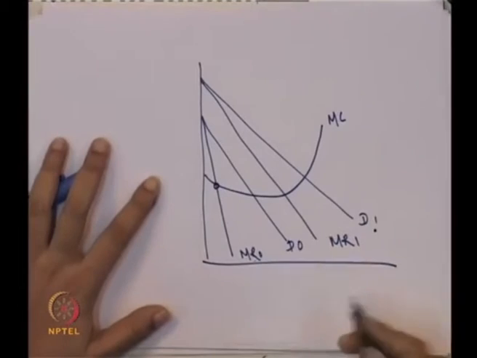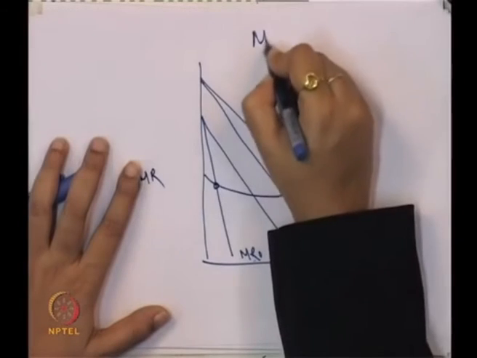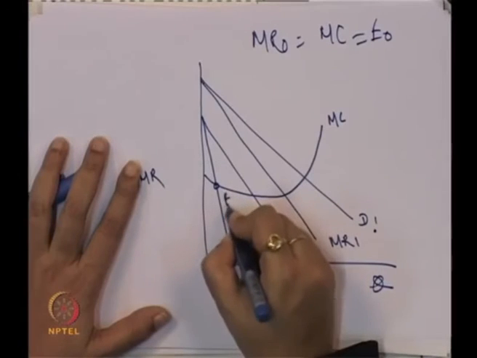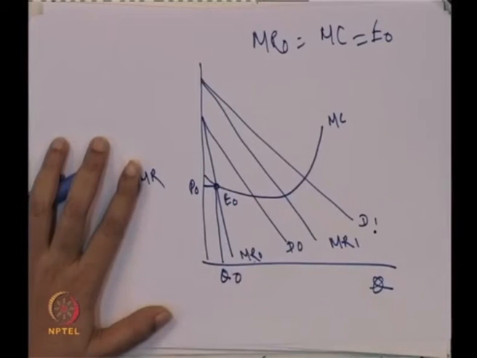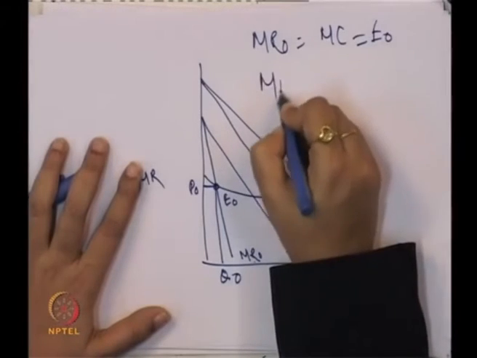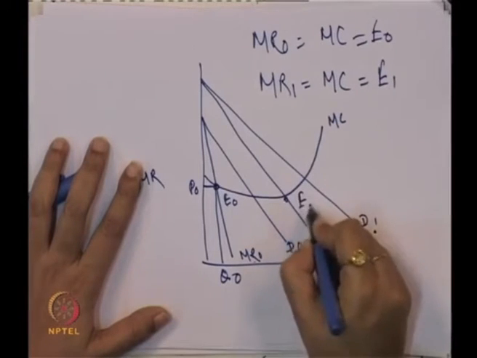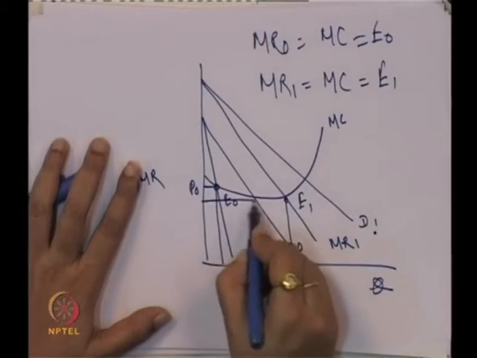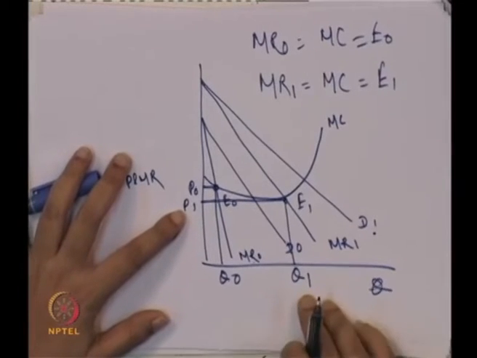We have one point again where we get the equalization of marginal revenue 0 equal to marginal cost, and we get E0. Corresponding to that the price is P0 and quantity is Q0. Then we get a new equilibrium, where marginal revenue 1 is equal to marginal cost, and we get the equilibrium point E1. Corresponding to that we get Q1 and P1. So, equilibrium price is P1 and equilibrium quantity is Q1.